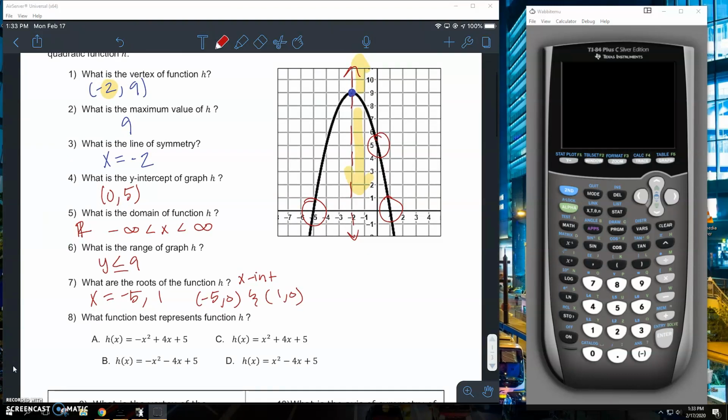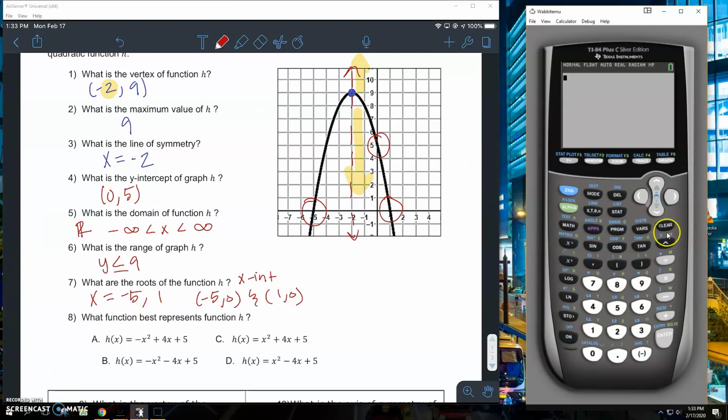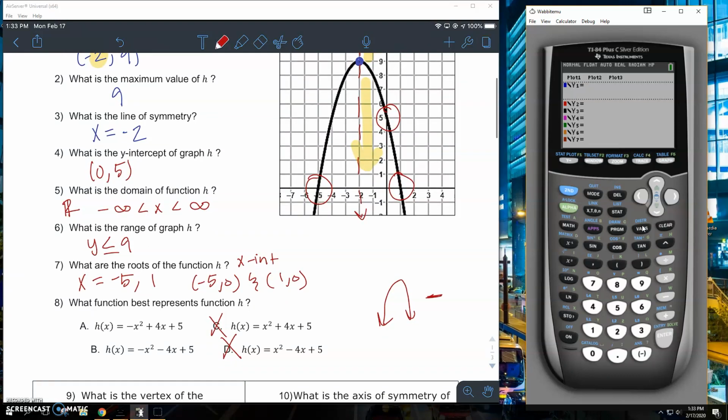Number 8, which function best represents the function? Well, the easiest thing to do would be to type these in the calculator. And so I'm going to go ahead and eliminate 2 of them because this is a function that opens down, and any function that opens down is negative. So automatically I'm canceling out C and D. And then I'm going to look at A and B in the calculator and see which one looks most like my graph here. So -x² plus 4x plus 5.